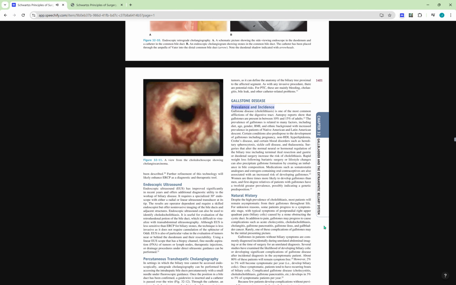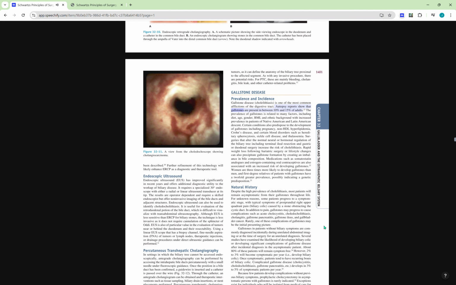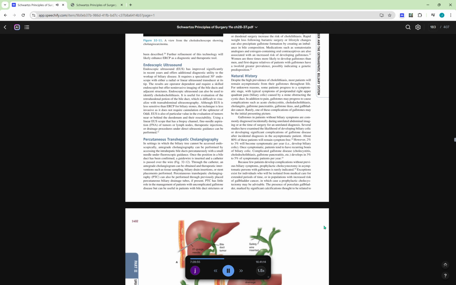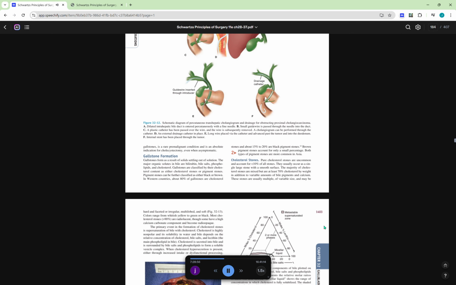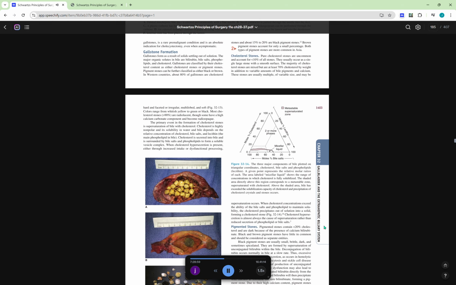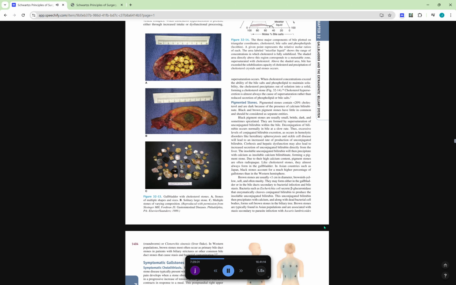Gallstone disease, prevalence and incidence. Gallstone disease is one of the most common afflictions of the digestive tract. Autopsy reports show that gallstones are present in between 10% and 15% of adults. The prevalence of gallstones is related to many factors, including diet, age, gender, BMI, and ethnic background, with increased prevalence in patients of Native American and Latin American descent. Certain conditions also predispose to the development of gallstones, including pregnancy, non-HDL hyperlipidemia, Crohn's disease, and certain blood disorders such as hereditary spherocytosis, sickle cell disease, and thalassemia.